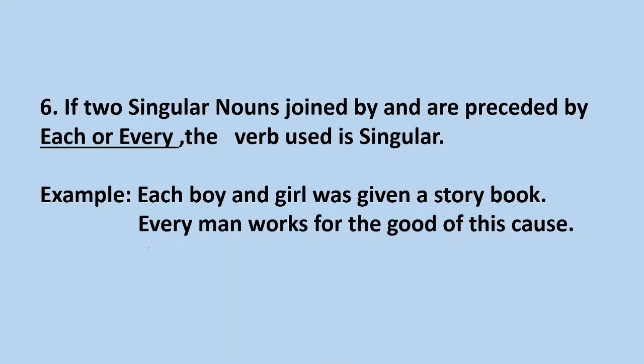So here it says that when two singular nouns are joined by "and", and it is preceded, meaning comes before, by "each" or "every", then the verb is always singular. Each boy and girl. Now don't get confused that there are two; "each" is used, this is the rule here, agreement of the verb. Each boy and girl was, singular verb.